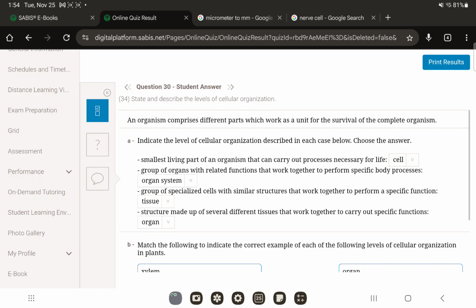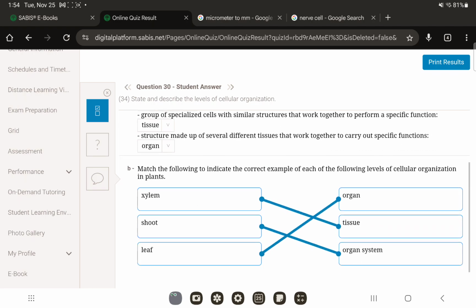Smallest living part of an organism that can carry out processes necessary for life: cells. Whenever it's the smallest or basic part of an organism, it's a cell. Whenever it's a group of organs, it's an organ system. Whenever it's a group of cells, it's a tissue. And whenever it's a group of tissues, it's an organ. Here you have to memorize what each one is.